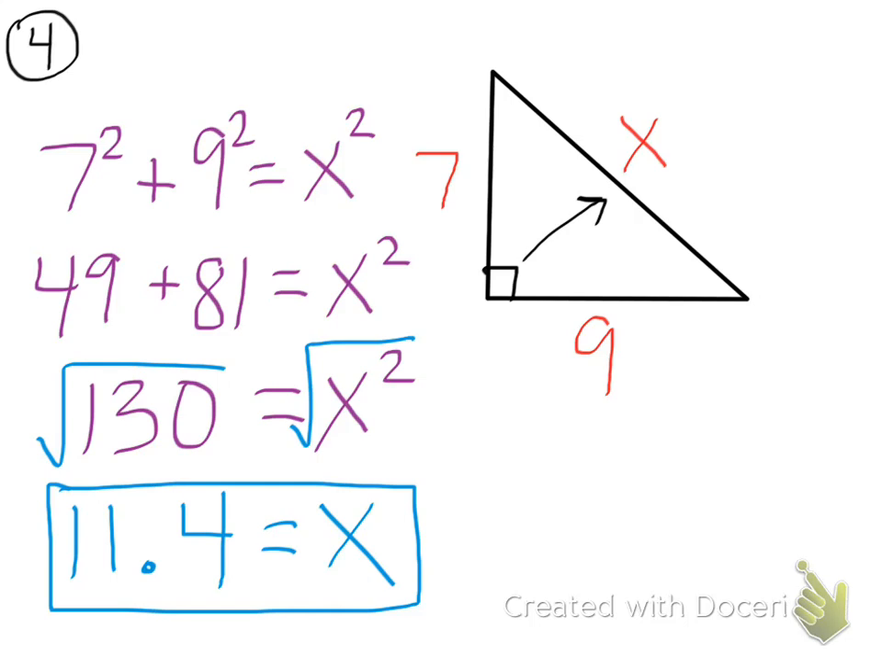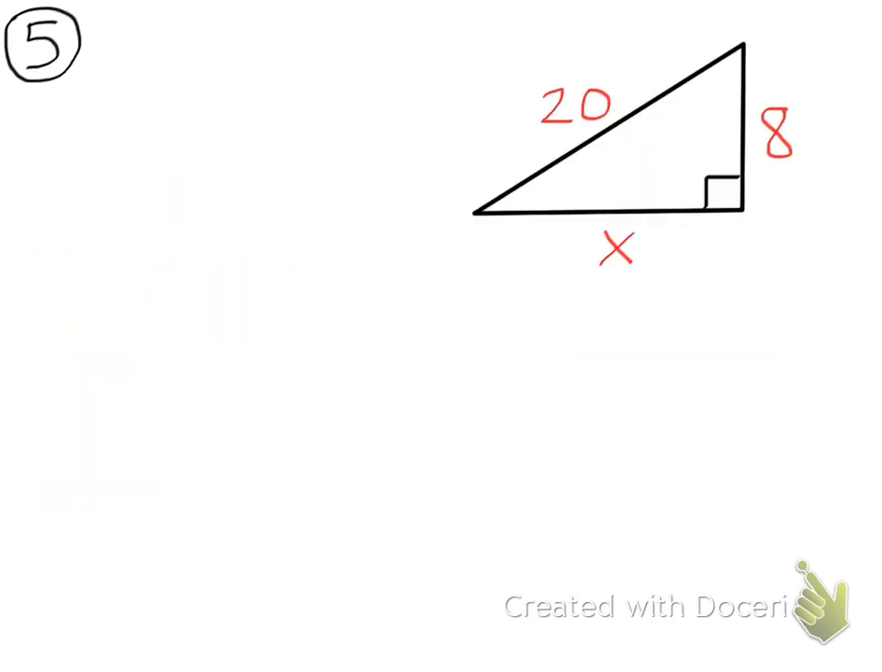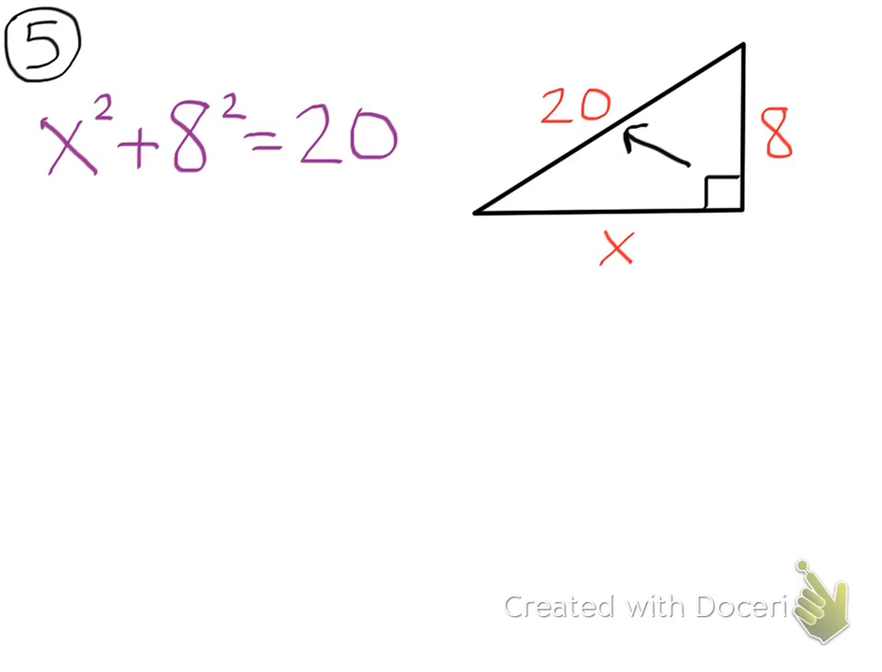Alright, let's look at the next problems. So right now we just found the hypotenuse, and these next problems we're going to have to find one of the legs. So this is a little bit more difficult. So let's try number 5. It says find the length of the leg for each triangle. So again, the side opposite of the right angle is going to be our hypotenuse, so that would be 20. So we're going to set up the same exact way. So one of our legs is x, so x squared plus 8 squared is equal to 20 squared.